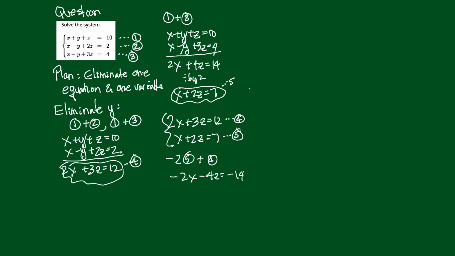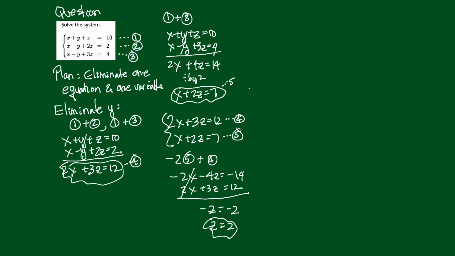And now equation 4 looks like this: 2x plus 3z, that's equal to 12. When I add these together, the x's are gone. I get negative 4z plus 3z is negative z. That is equal to negative 14 plus 12, which is negative 2. So z must be 2.